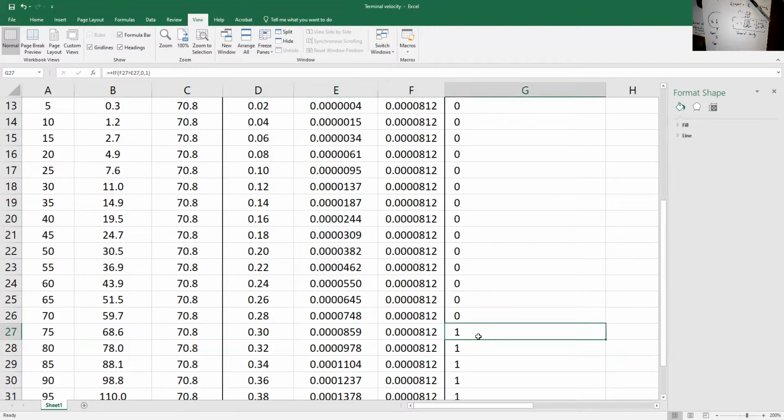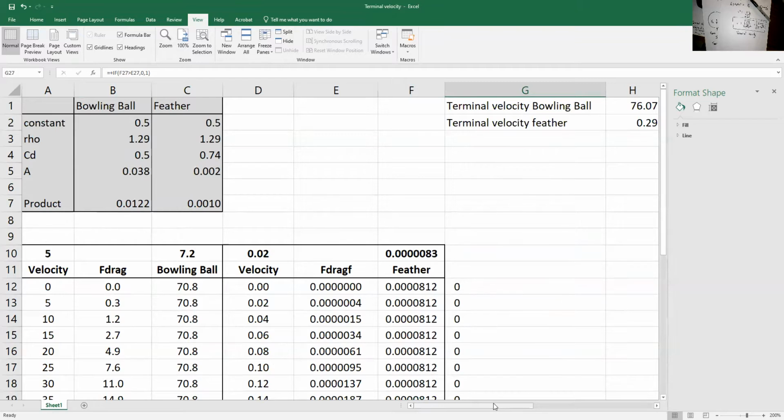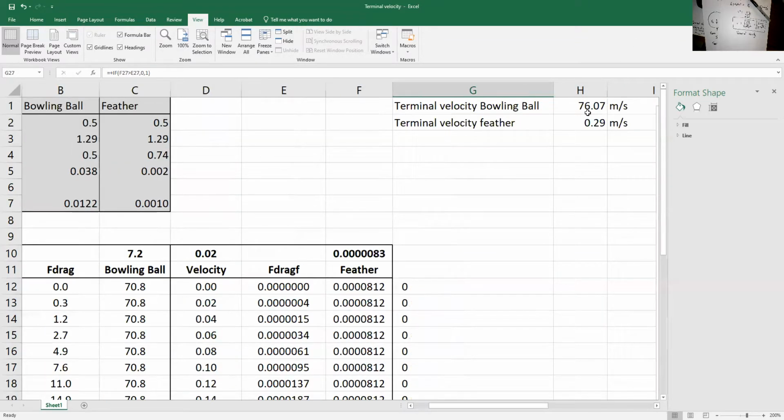So quick, little easy if-then statement. All right, so then up here, what I did is I took that equation that we derived earlier, and I calculated the terminal velocity of the bowling ball based upon these parameters. So 2 times the mass of the ball times the acceleration due to gravity, so that's the weight of the ball, divided by the product of rho CdA.